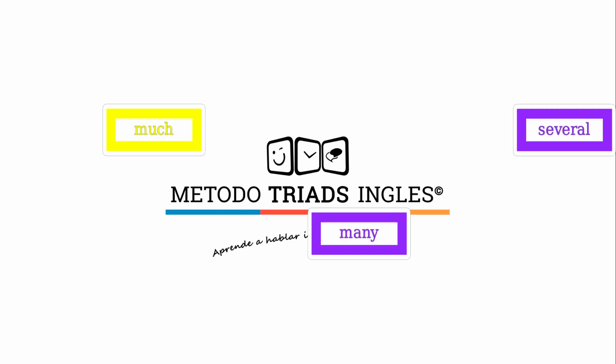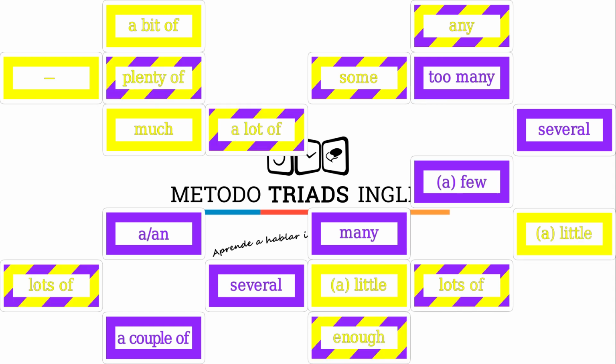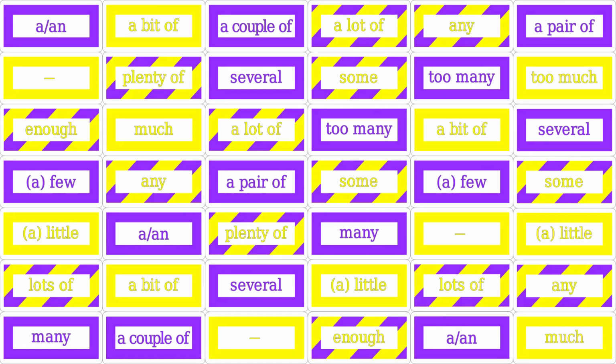As I told you in the last video, there are more words like much and many, which work the same way with countables and uncountables. Here they are, but I'll try to explain them all in the next chart without translations into Spanish.